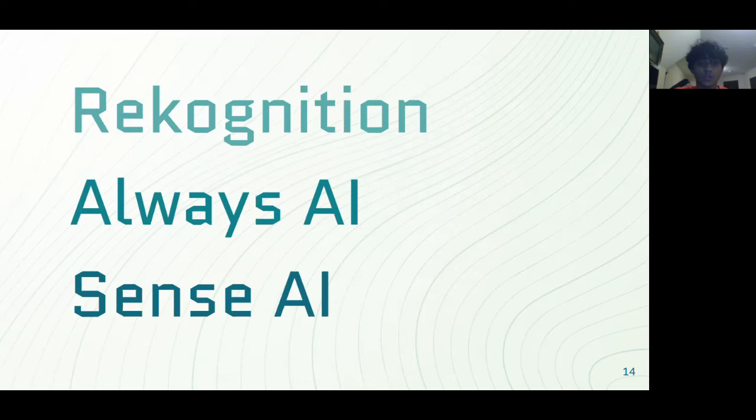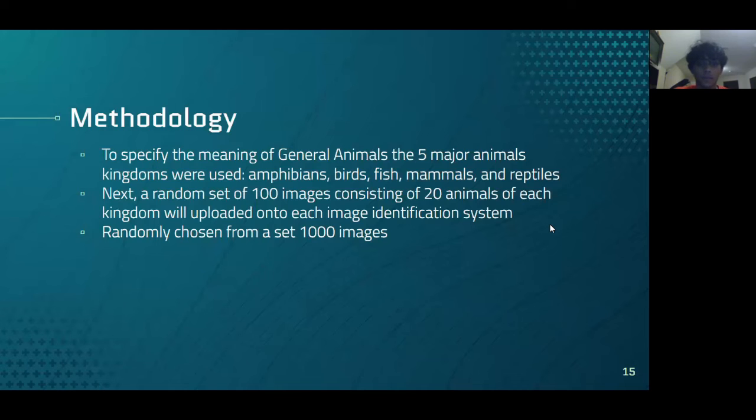Lastly, Sense AI was chosen because of its ability to change training datasets as well as create custom datasets to train AI. Specifically, in this instance, Sense AI was given 500 animal images to be representative of low volume image identification. To specify the meaning of general animals, the five major animal kingdoms were used: amphibians, birds, fish, mammals, and reptiles. To test the effectiveness of each of the three artificial intelligence systems, 100 images were uploaded into the image identification systems of Amazon Rekognition, Always AI, and Sense AI.